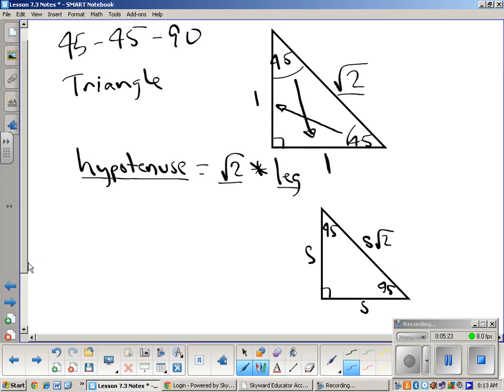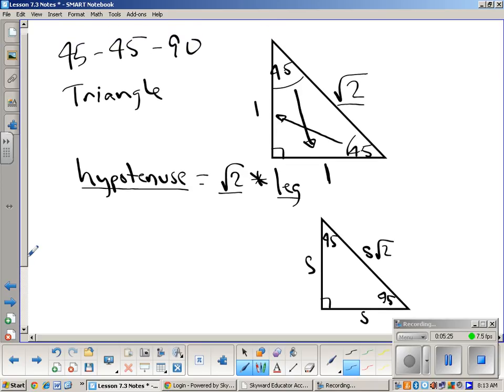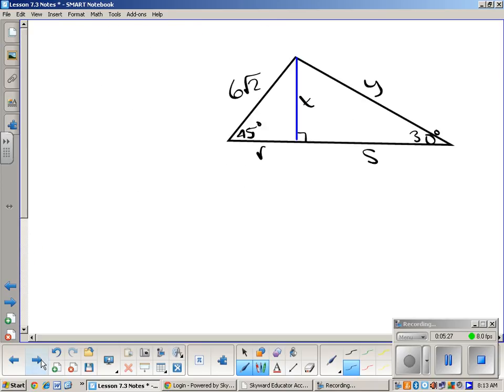So, anybody not done copying this down? Alright. Let's get into some examples. They can give you some pretty messy looking triangles. I'll pause for a minute while you copy the triangle.